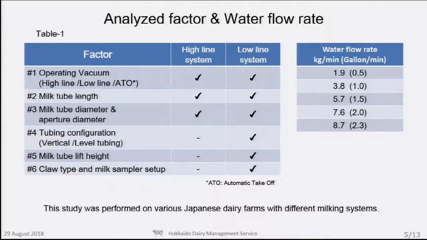Analyzed factors and water flow rates. Water flow rates have 5 steps, 1.9 kilograms to 8.7 kilograms per minute. Analyzed factors are operating vacuum, high line system, low line system, high line system with ATO, automatic takeoff, milk tube length, milk tube diameter and aperture diameter, tubing configuration, vertical tubing, level tubing, milk tube lift height, claw type, and milk sampler setup.